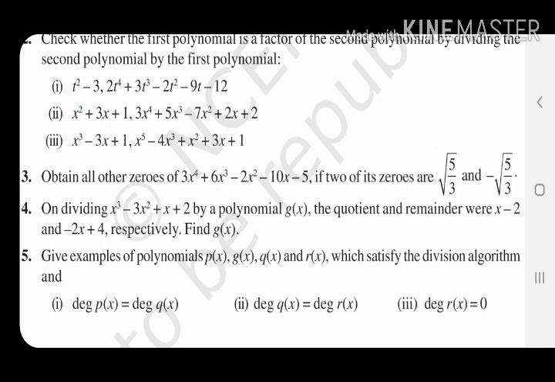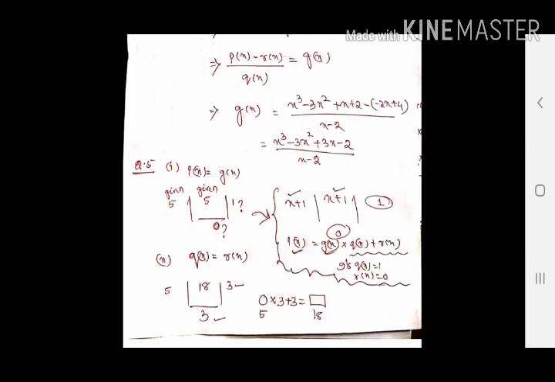Means in the first case, the relation between p(x) and g(x) is given. Okay. So, we will take p(x) and g(x) as anything, but they should be the same, and you have to find out your q(x) and remainder r(x). Similarly, in the second case, the relation between q(x) and r(x) is given. So, whatever you may take for q(x) and r(x), they should be the same, but you have to find p(x) and g(x) from your side. In the third case, the remainder r(x) is given as 0. So, you may take anything for p(x), g(x), q(x), but r(x) should be 0.